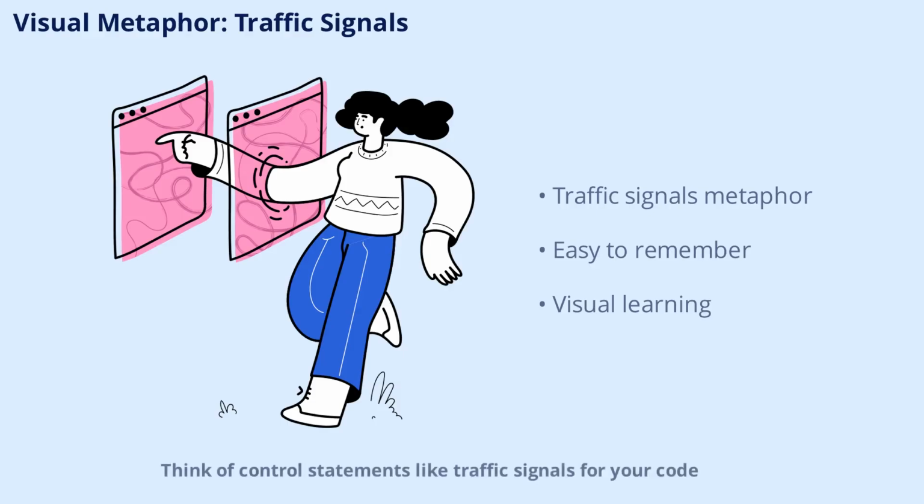Think of control statements like traffic signals for your code. Selection statements are like red, yellow, and green lights, helping you decide when to stop, go, or wait. Iteration statements are like roundabouts, letting you go around until you're ready to exit. Jump statements are like shortcuts or U-turns, helping you change direction quickly. These metaphors make programming logic easy to remember.